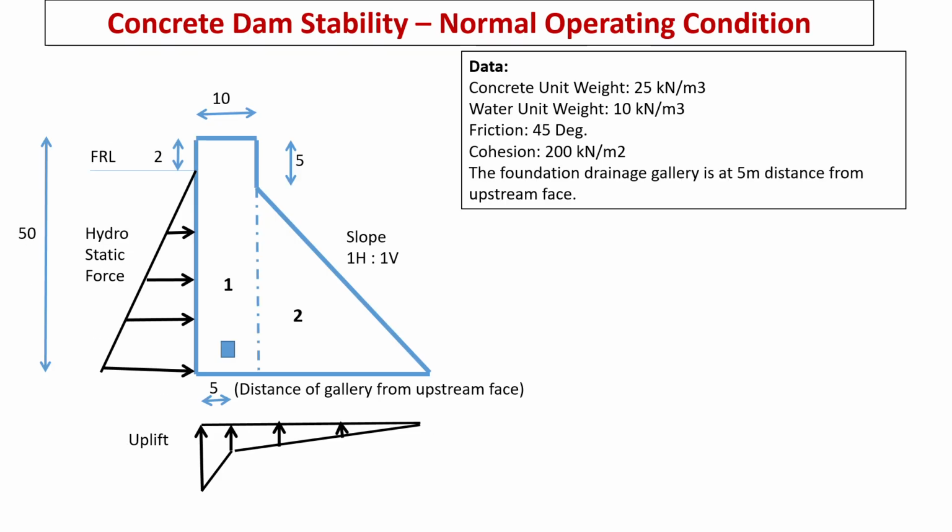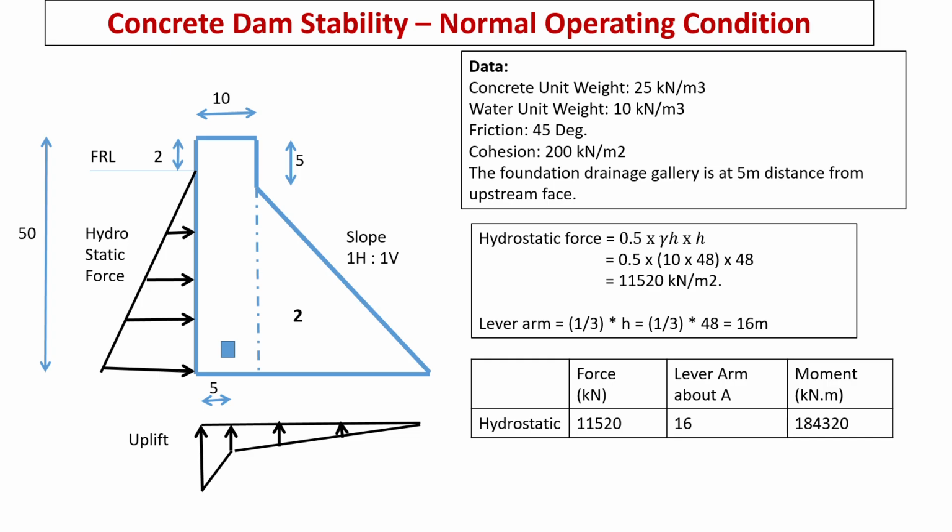Now we will work out the stability for normal operating load condition. Normal operating condition means reservoir is at full reservoir level and uplift is normal uplift, that is, foundation drainage galleries are working properly. There is reduction in uplift at gallery location.